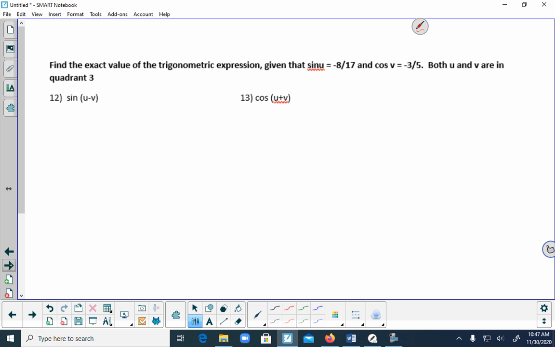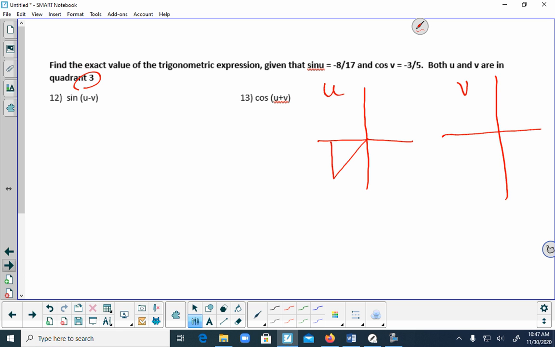The next one, find the exact value of the trigonometric expression given that the sine of u is equal to negative 8/17 and the cosine of v is equal to negative 3/5. So I'm going to take the time and I'm going to draw two triangles. This is going to be my u triangle. They're telling me that both u and v are in quadrant 3. So I'm going to draw a trig triangle in quadrant 3. This will be u. This will be v. Both triangles are in the third quadrant.